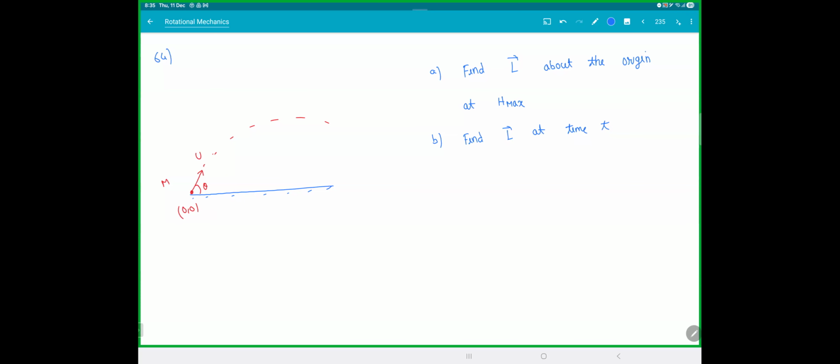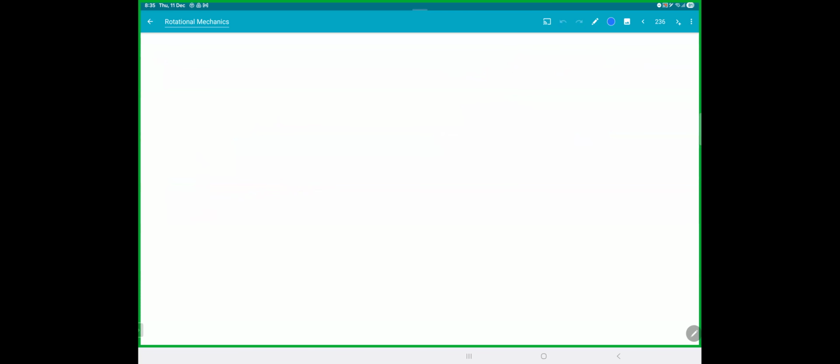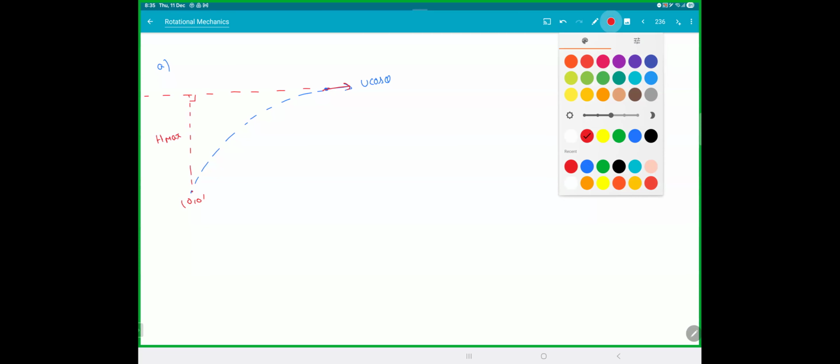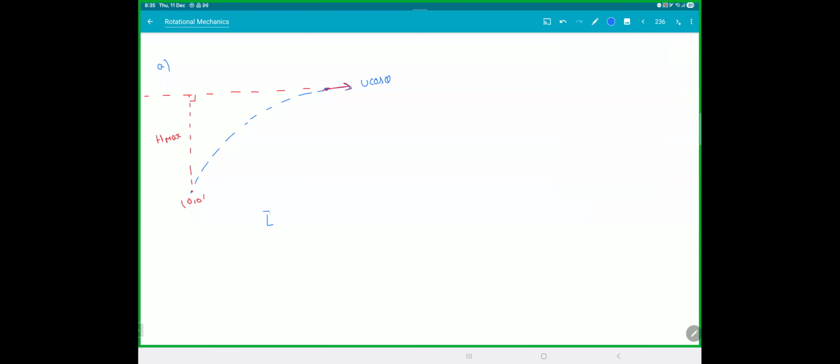So how do we do this? H max was fine. When you're at h max, what is the speed? U cos theta. Extend the velocity vector. This is your origin. Drop the perpendicular. The perpendicular distance is h max. So angular momentum will be m into u cos theta into h max. The direction will be minus k cap.